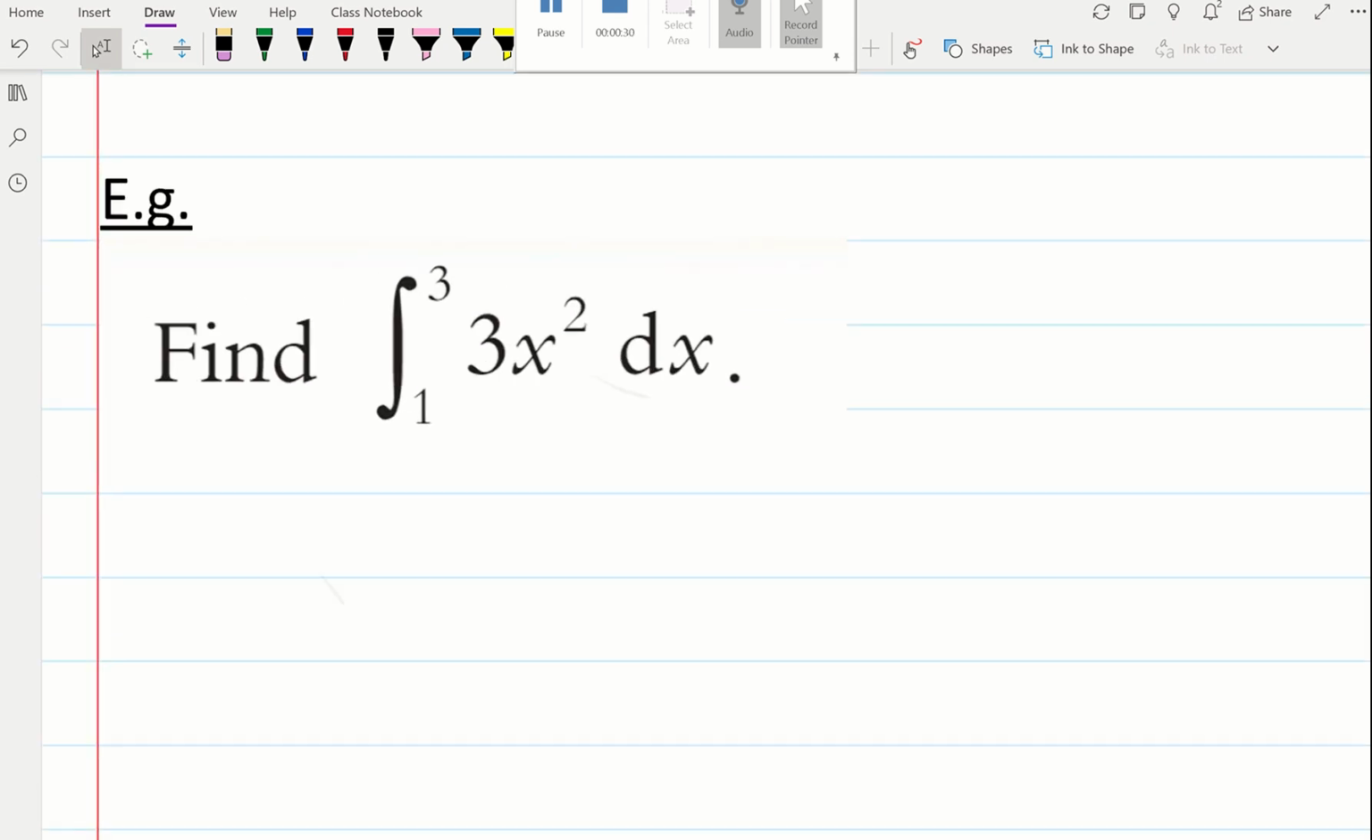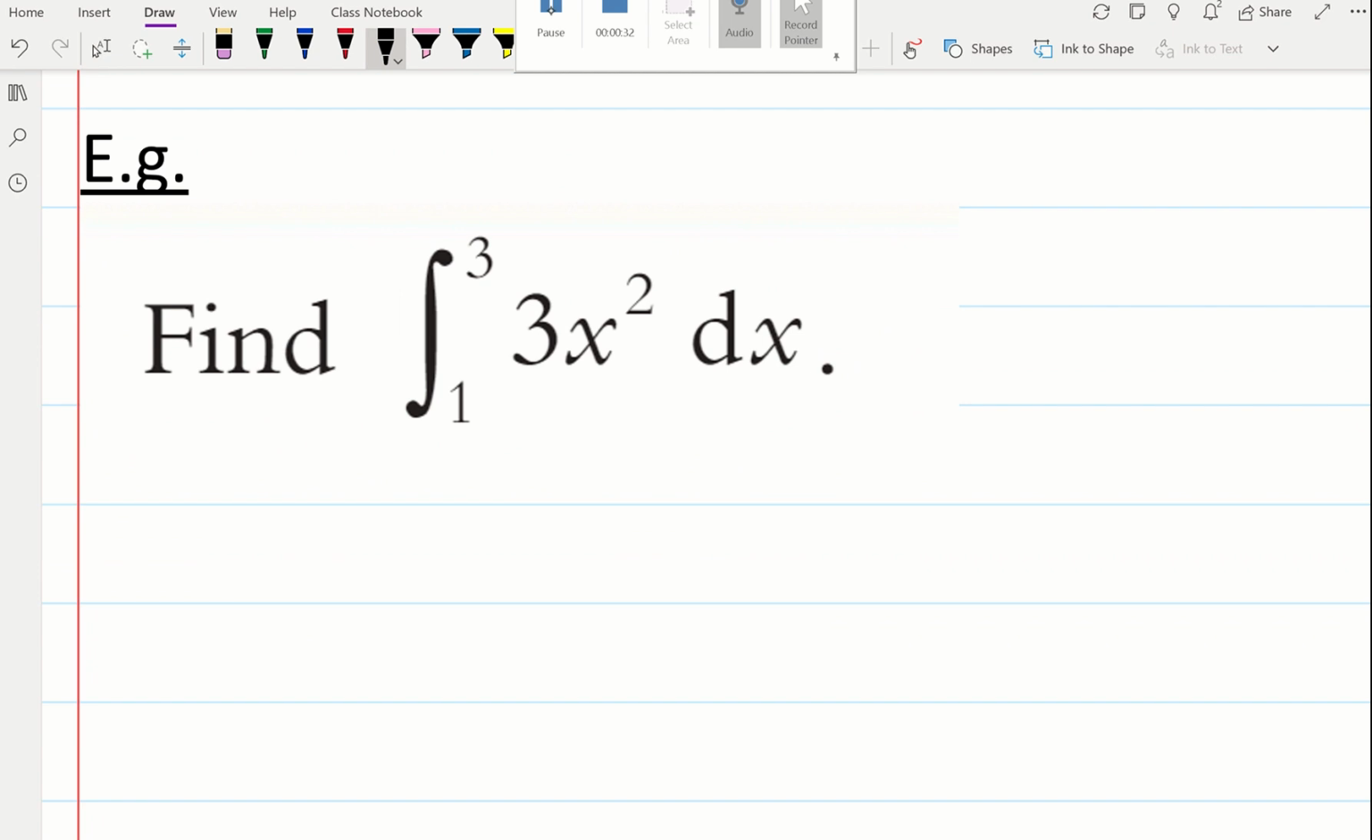And you will know it's a definite integral question because they will give you two numbers at the top and the bottom of the integration sign. That's the upper limit, and that is the lower limit. And you're expected to substitute these limits after you've integrated.